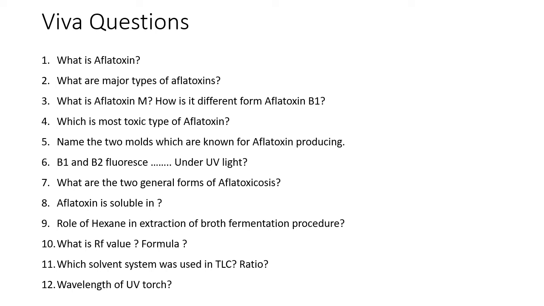Then what is the role of hexane? It is used to remove some interfering small components from the broth fermentation procedure. Then what is RF value? It is the retardation value, also known as retention value, and the formula is also discussed in the video. Then which solvent system was used? We used chloroform to acetone, in the ratio 8.8 to 1 to 2. And what was the wavelength of the UV torch you used? The wavelength was 365 nanometer.